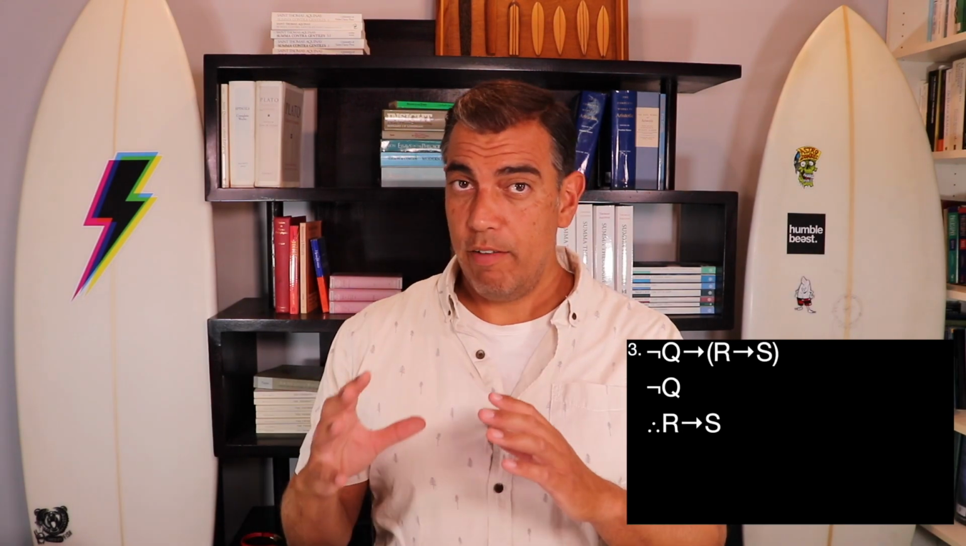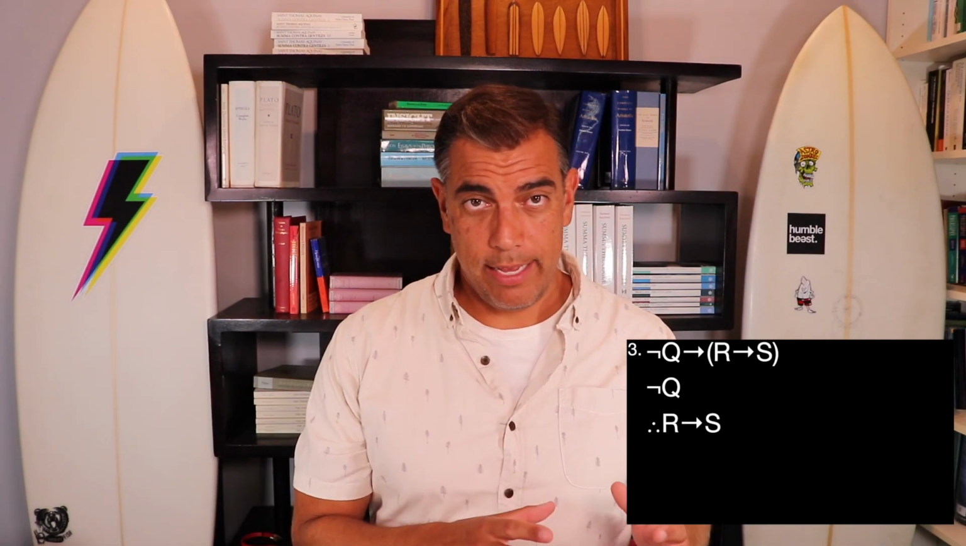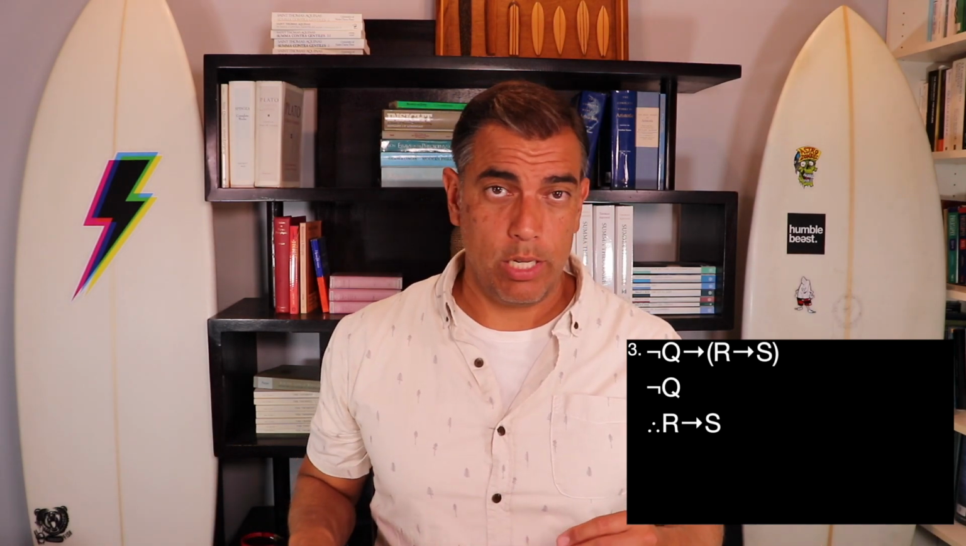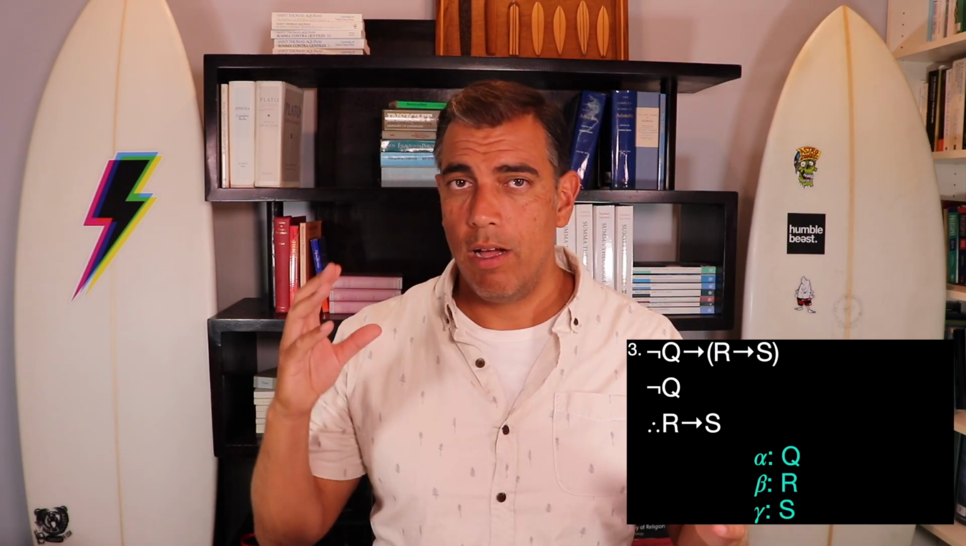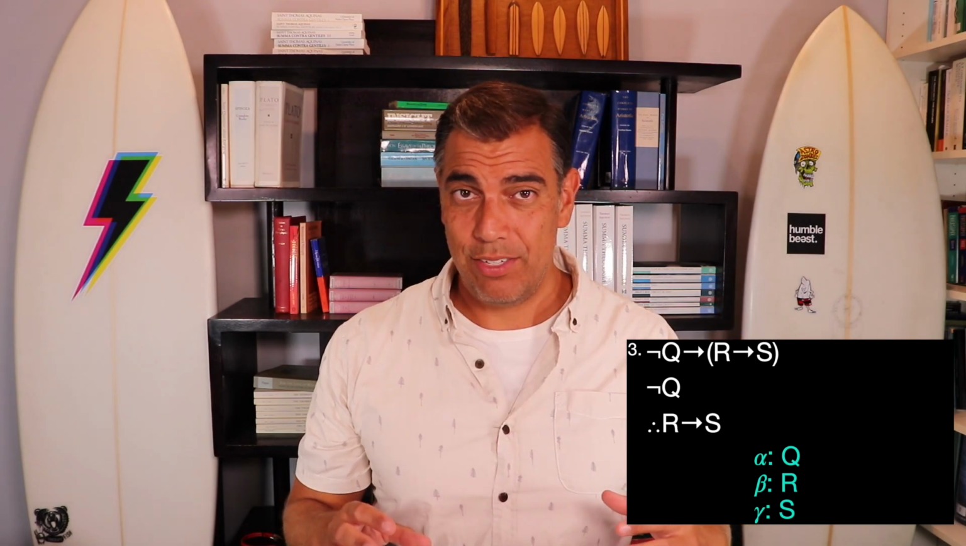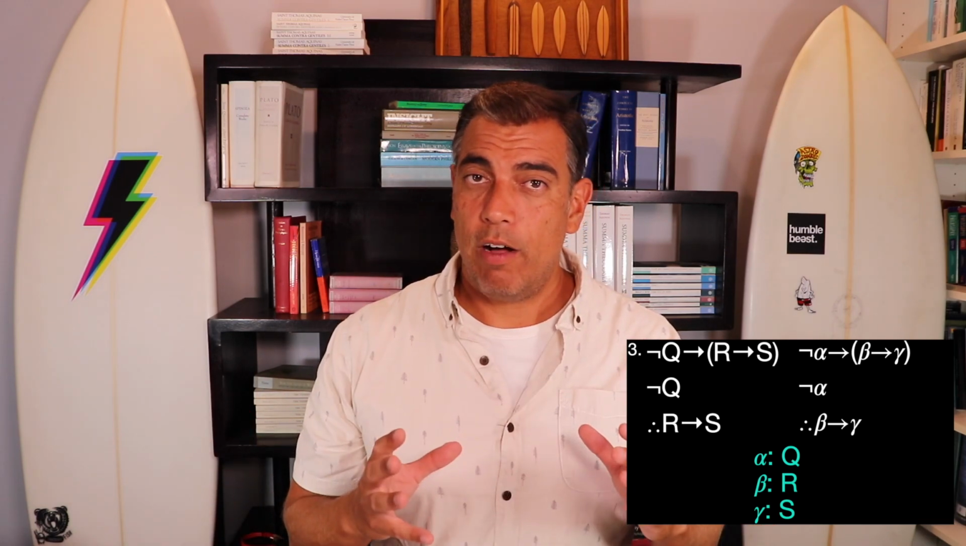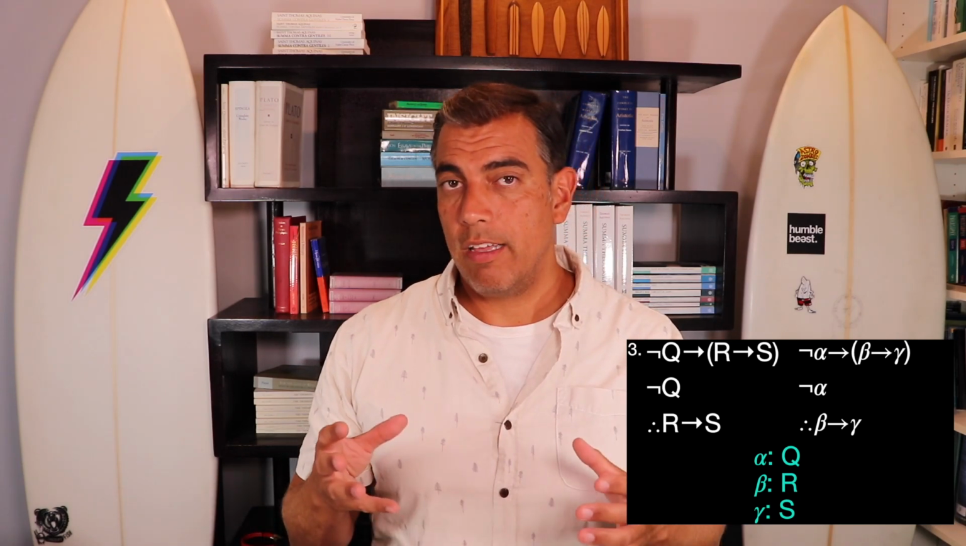Number 3 is: if not Q, then if R then S; not Q; therefore if R then S. Now, again, let's start off with our obvious one where we'll just make them isomorphic. We'll make alpha identical to Q, beta R, and then gamma S. And now our new form will look just like our argument, except for replacing a few things. It'll look like: if not alpha, then if beta, then gamma; not alpha; therefore, if beta, then gamma.